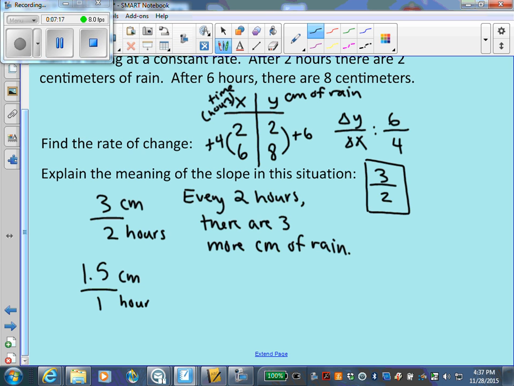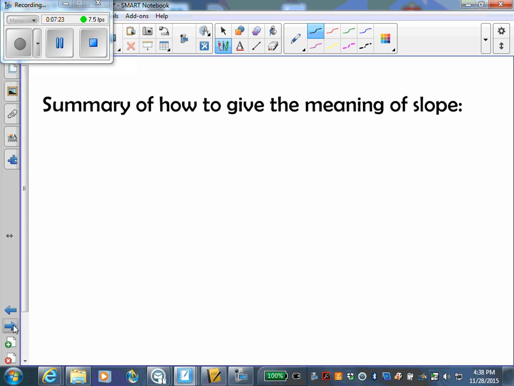All right, those are our 3 examples, and then the last thing you have to do to get credit for this being your homework tonight is to write a summary. So I know you don't have a lot of room on that paper, so if you can squeeze it on there, or you can go to the back of that notebook page, I want you to write a summary of how to give the meaning of slope. All right.